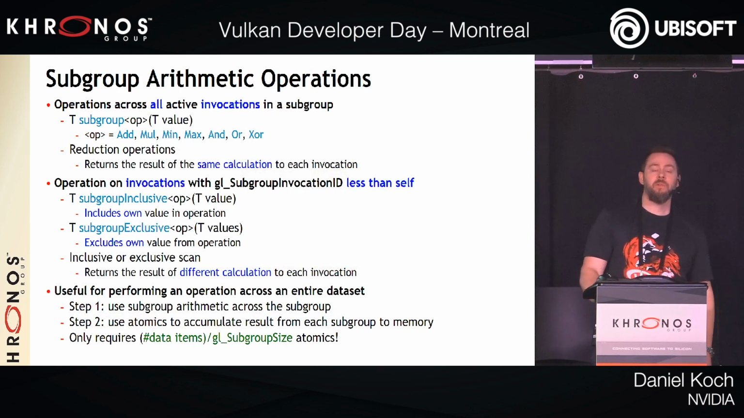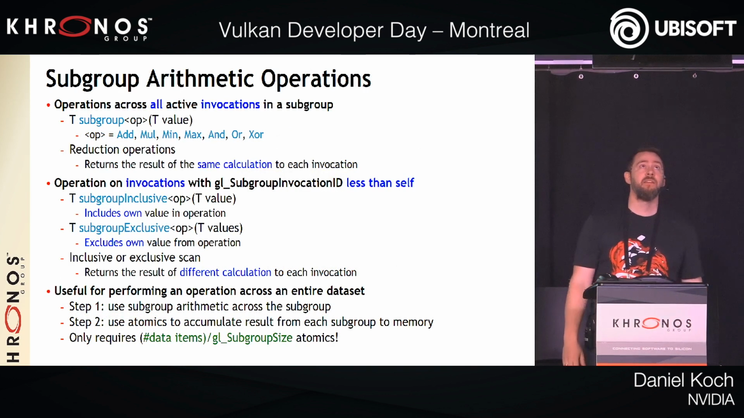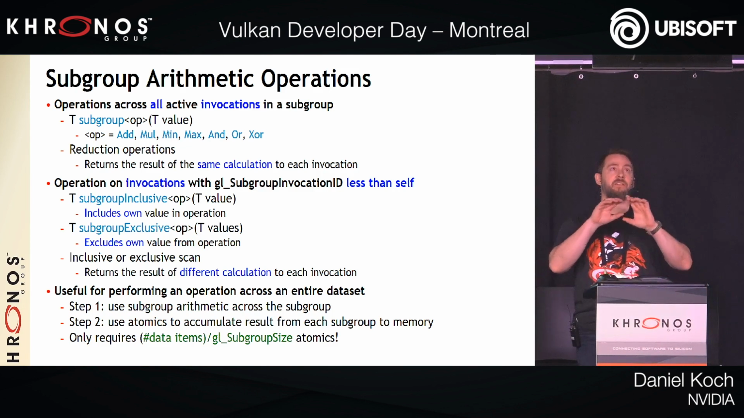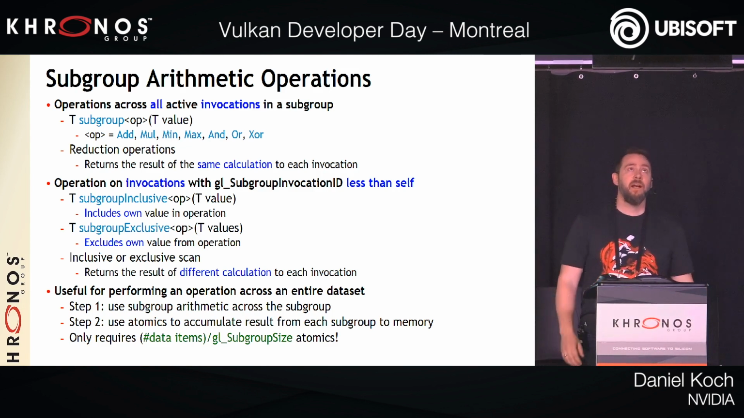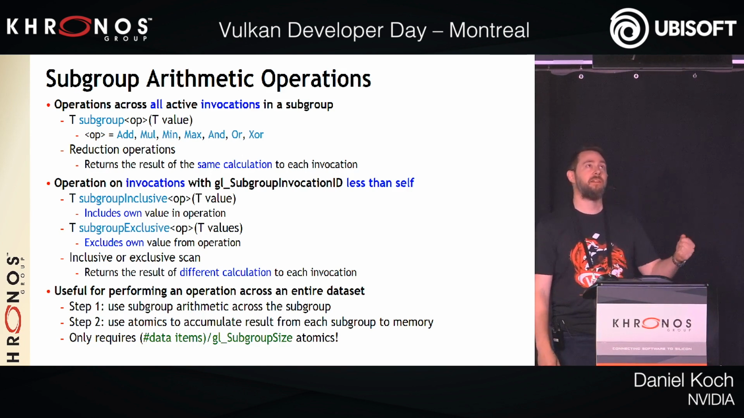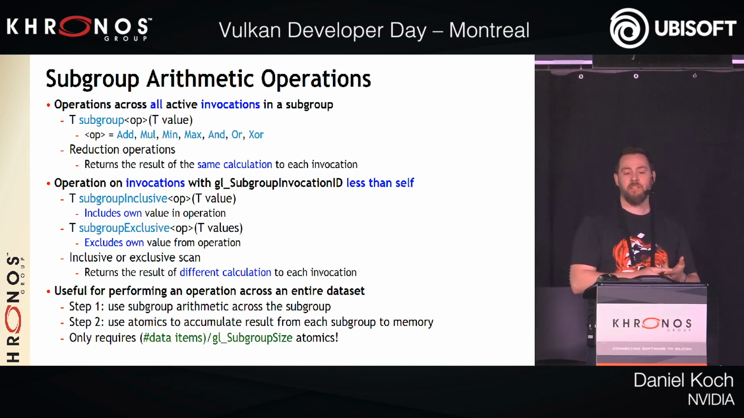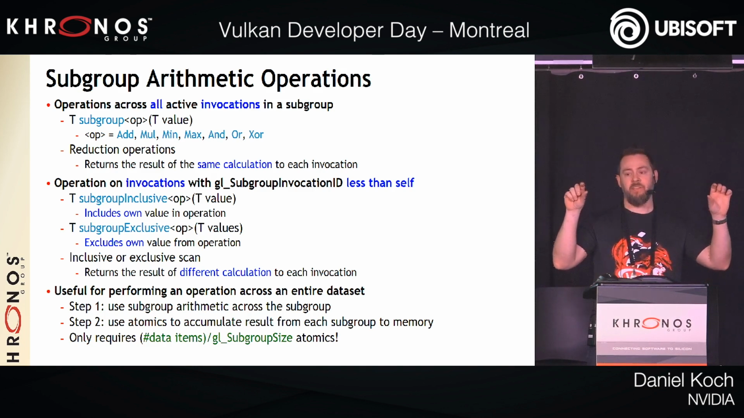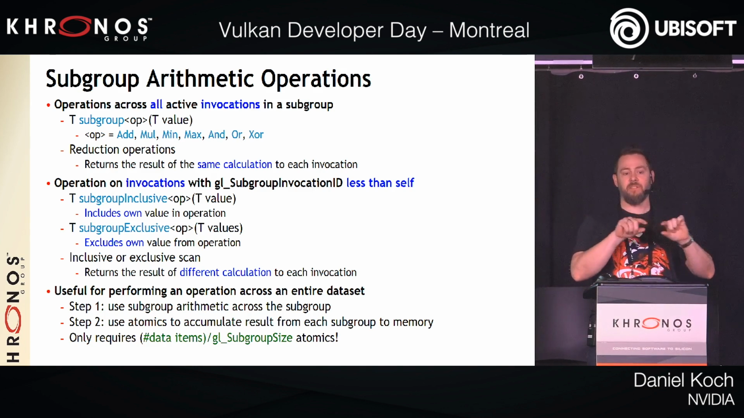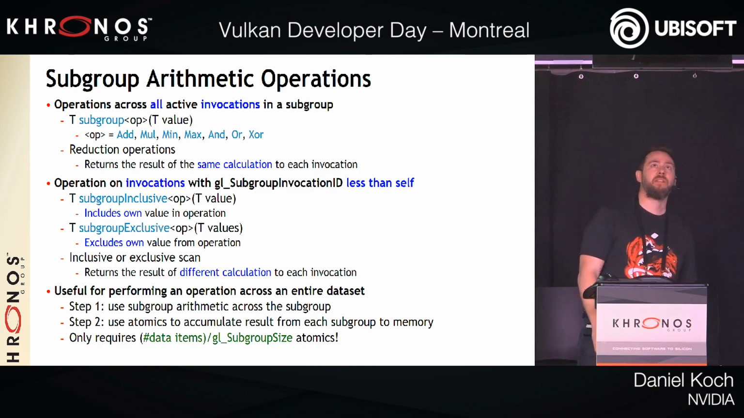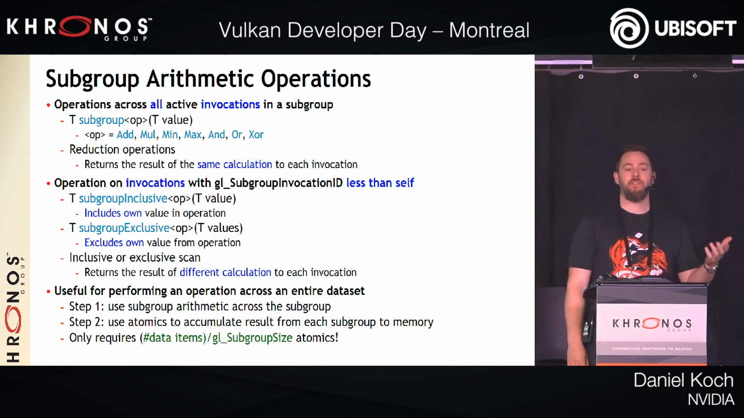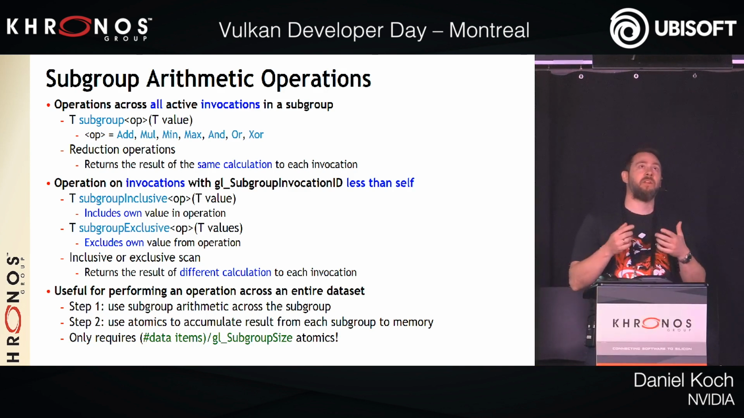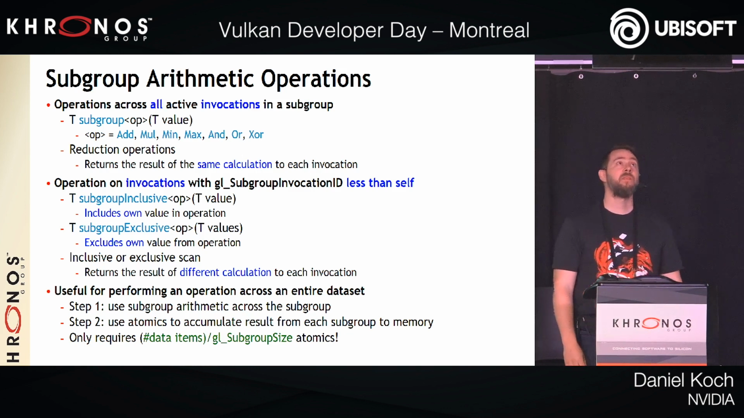Arithmetic operations. There's a number of these. Basically, these allow you to do an operation across all of the active invocations in a subgroup. The functions are subgroup op, and the operations are add, mul, min, max, and, or, and XOR. So you do subgroup add. It basically adds all the active invocations in a subgroup and broadcasts the result to all the invocations that participated in that. This is usually referred to as a reduction operation, and as I noted, it returns the result of the same calculation to every invocation that participated.